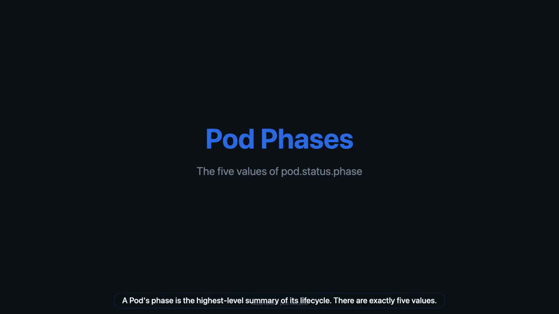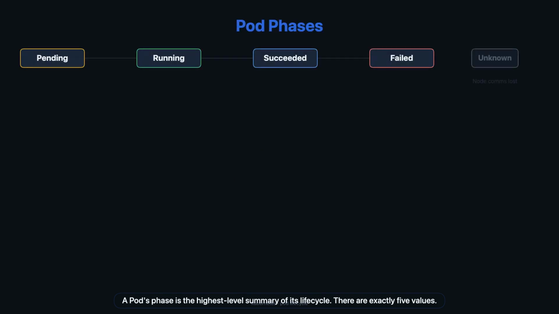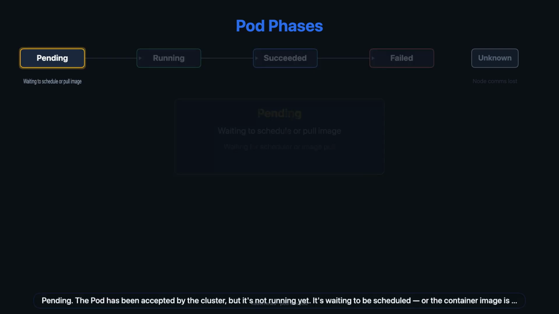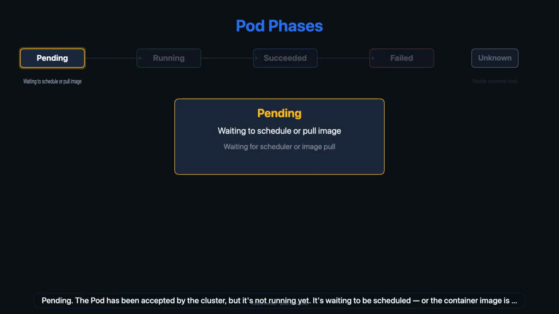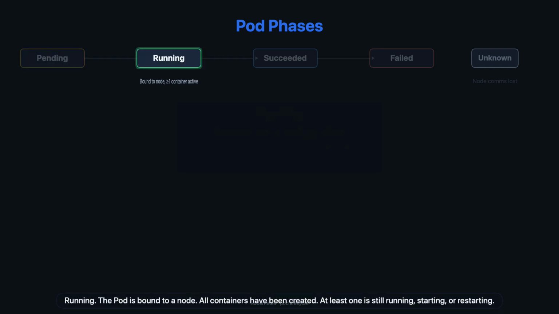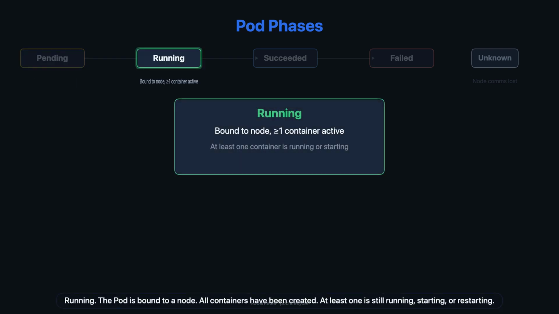A pod's phase is the highest level summary of its lifecycle. There are exactly 5 values. Pending: the pod has been accepted by the cluster, but it's not running yet. It's waiting to be scheduled, or the container image is still downloading. Running: the pod is bound to a node. All containers have been created. At least one is still running, starting, or restarting.